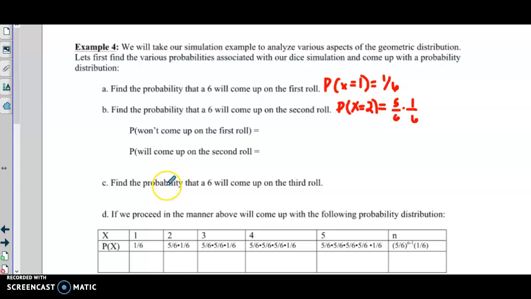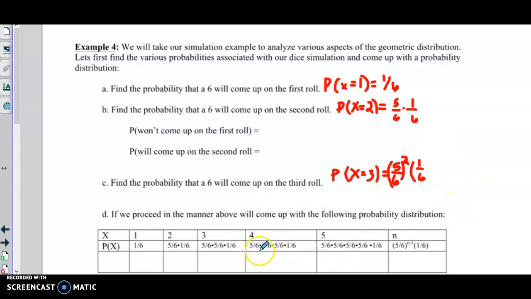I want to go down here to the third roll, just to show you how this formula works. So if I succeed on the third roll, that means I failed the first two rolls, 5/6 each. So 5/6 squared. And then on the third roll, I succeed.